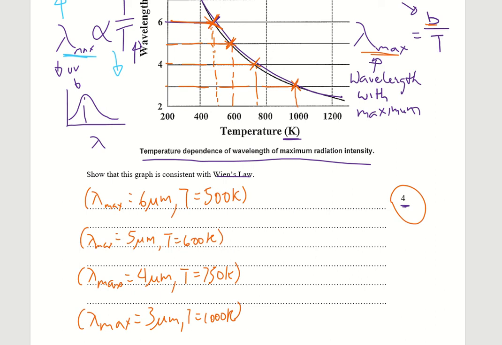Okay, cool. So let's do some calculating here. So the formula we have is lambda max equals b over T. So in order to find the value for b, it'd be lambda max multiplied by T. Okay, so grab your calculators out, do those calculations there.